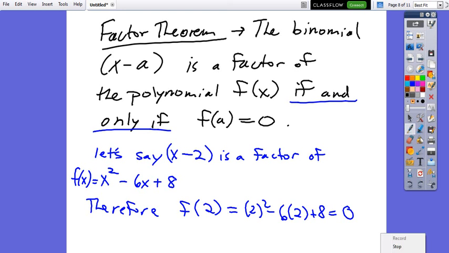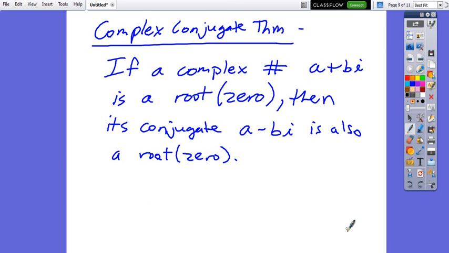All right. Now, let's take a look. The complex conjugate theorem says if a complex number such as a plus bi is a root or a 0, then its conjugate a minus bi is also a root or a 0. So with that said, if I told you that 4 plus 3i was a root of a polynomial equation, then what else is a root? 4 minus 3i. That's it. So if these were roots of a cubic polynomial, I would know that I've only got one more root or 0 to find.